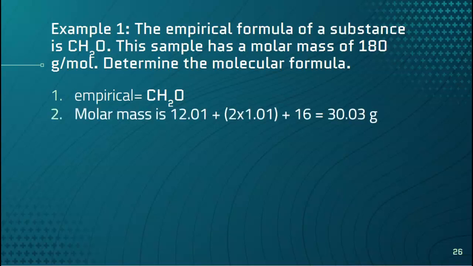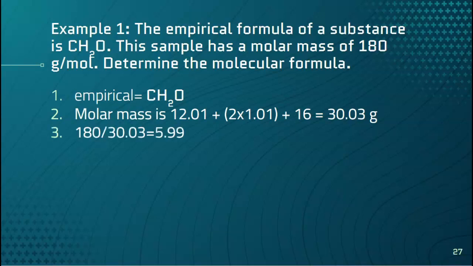Step 2 now. We're going to calculate the molar mass. So if it's CH2O, we're going to do C plus 2 H's plus an O. Again, these masses are off our periodic table. If you need help with this, go back and rewatch the molar mass lecture. And so once we do that multiplication and add them all up, we get about 30.03 grams.